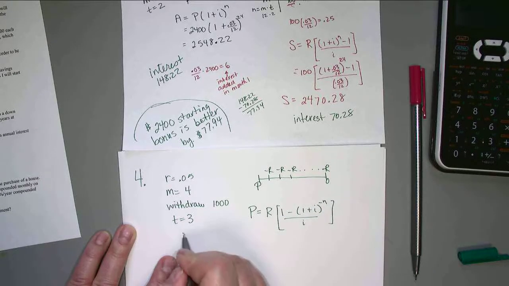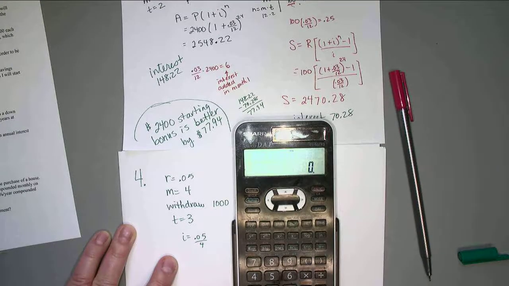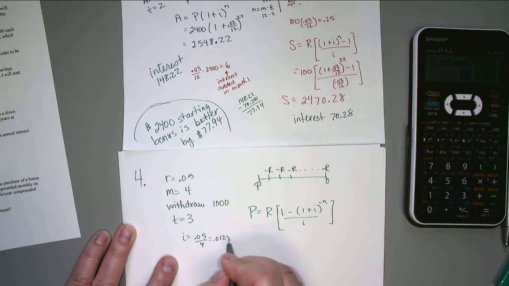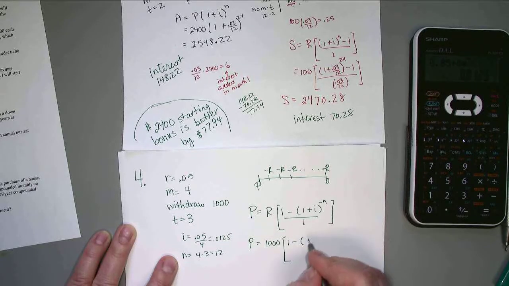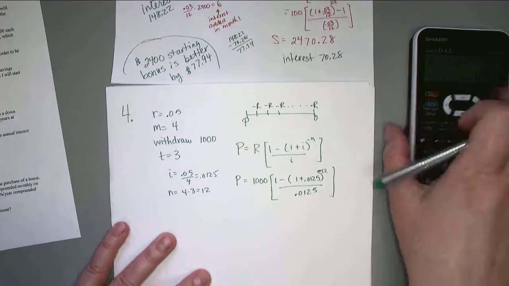And i would be 0.05 divided by 4. n is m times t, so 12. And we want to withdraw this every quarter year, so that's more than one time. Now here we didn't use this formula yet, but that's got a negative as the exponent. So you do have to put that as a negative.